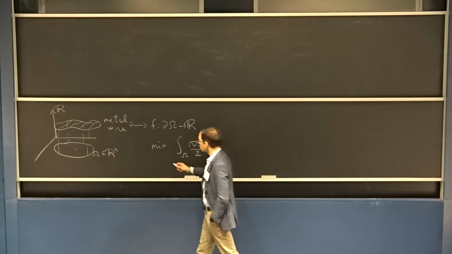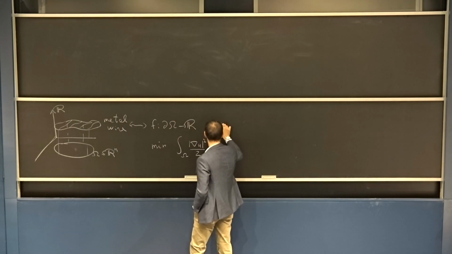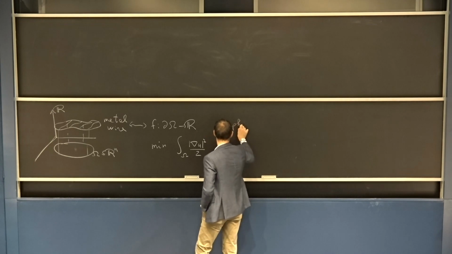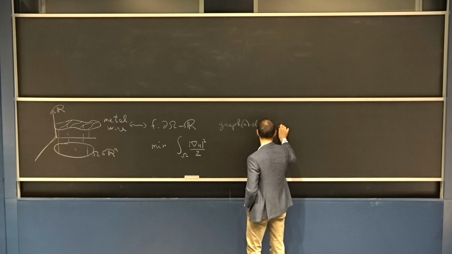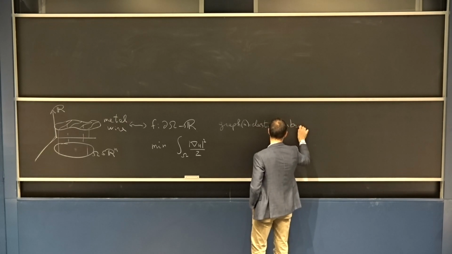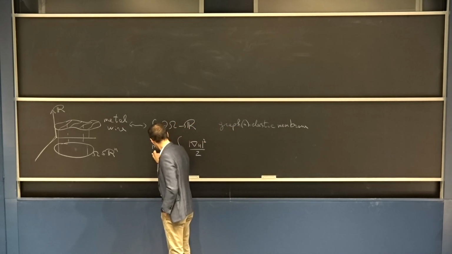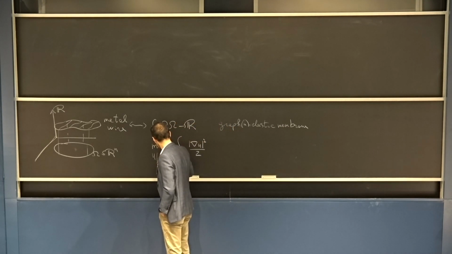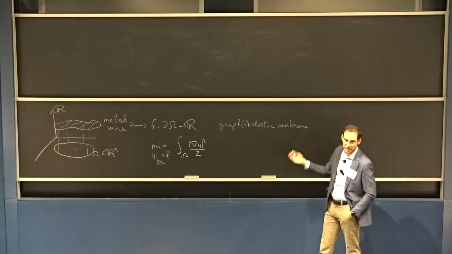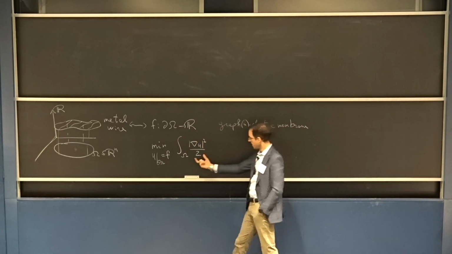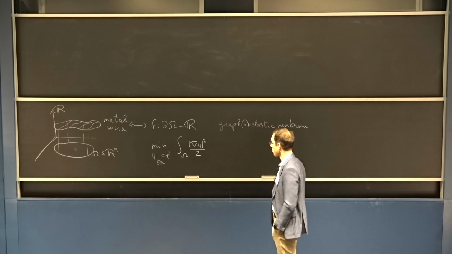So what is u? The graph of u represents this membrane, right? So the graph of u is my elastic membrane. And so this graph is attached. So u on the boundary of omega is equal to f. Okay, so you minimize then the Dirichlet energy with Dirichlet boundary conditions. So a very classical problem in the calculus of variations.